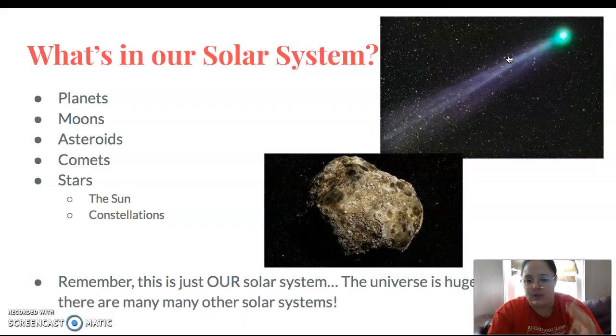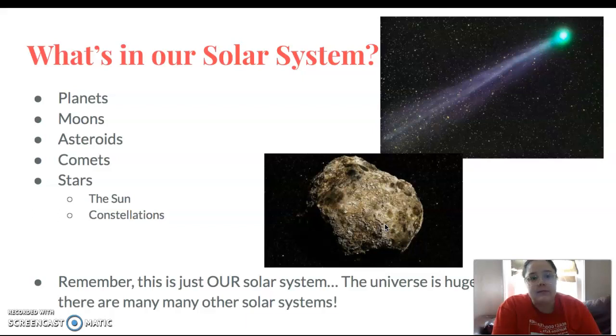We also have asteroids, which is this picture right here. Asteroids are pieces of rock, pieces that break off of moons or planets and are floating around in space. Sometimes you might hear that there is an asteroid coming near Earth. That can happen at times, but typically NASA researches it and figures out a way to stop it before it causes damage to the people on our planet.